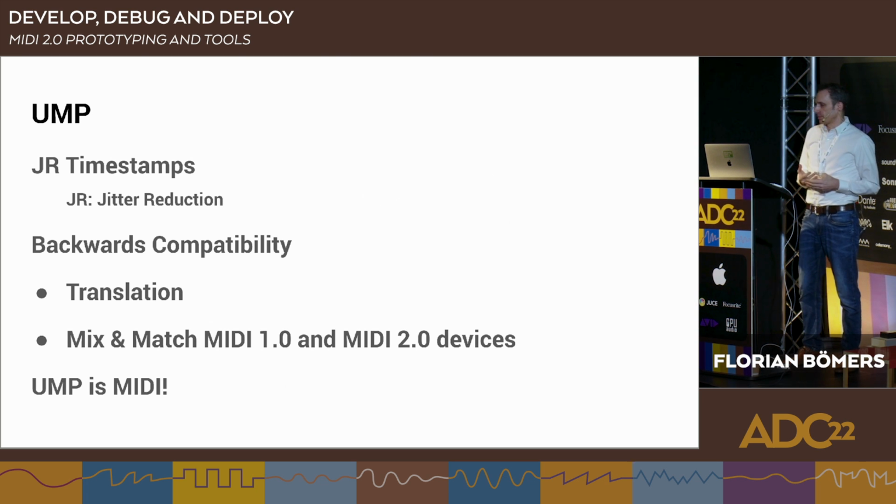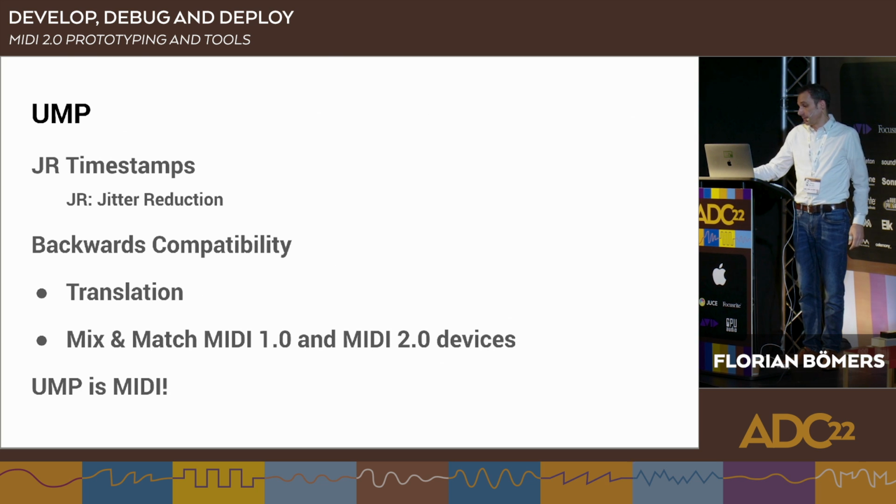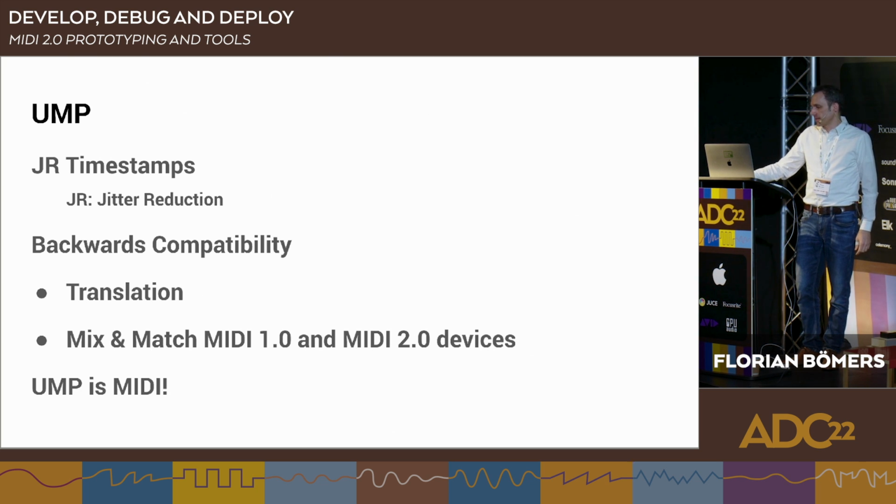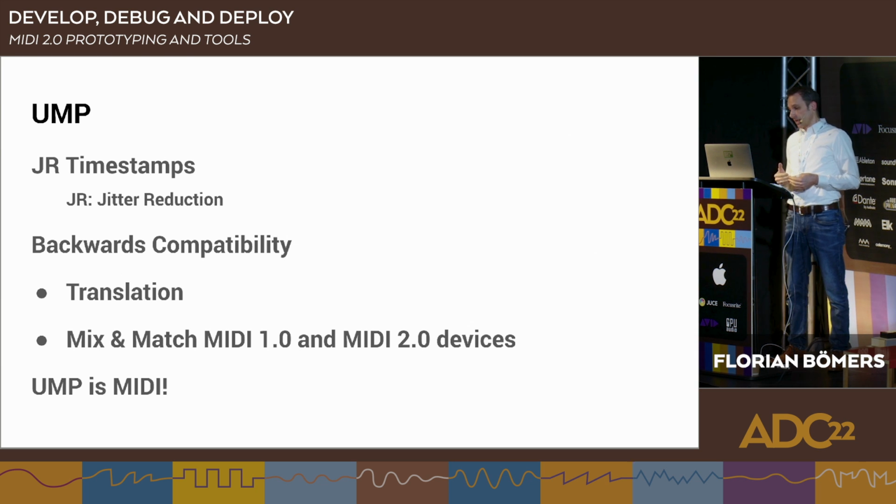UMP is also backwards compatible because it uses the same concepts as MIDI. You can mix and match MIDI 1.0 and MIDI 2.0 devices. There's a defined set of translation rules. So UMP really is MIDI, just a little better, a little bit more of MIDI in every sense.